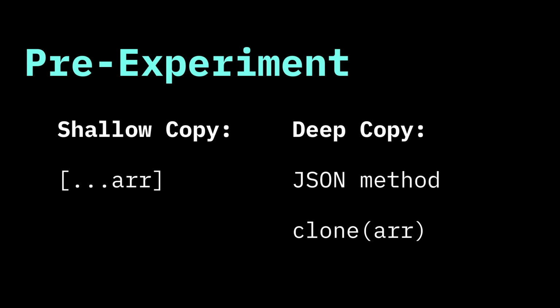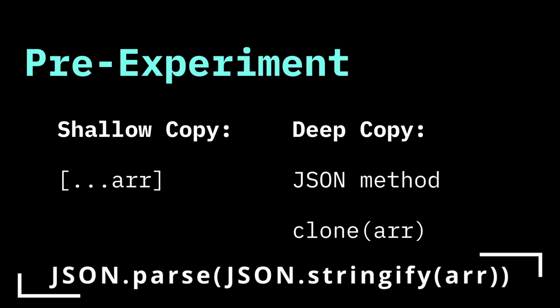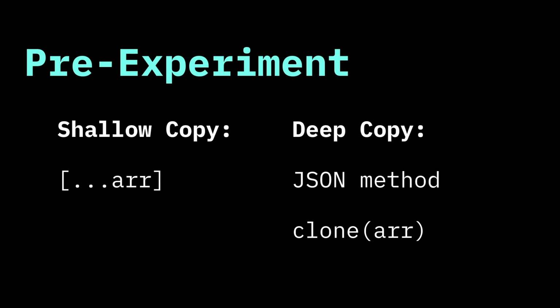And for deep copies, I'd use either a method using JSON, JSON.stringify, JSON.parse, if I didn't want to use a package, or I'd use the clone NPM package. Alright, so let's find out how the different methods compare.